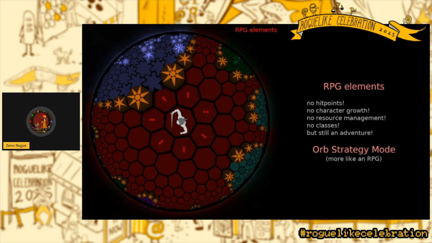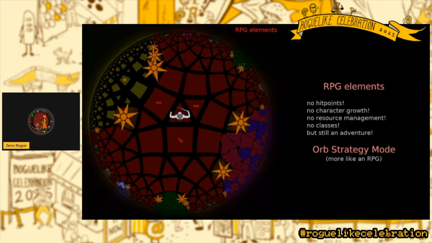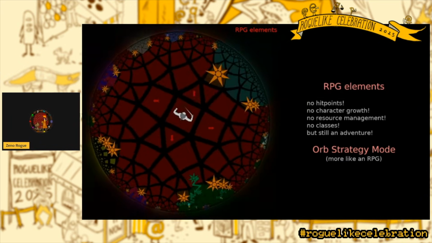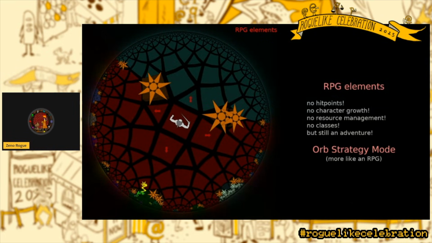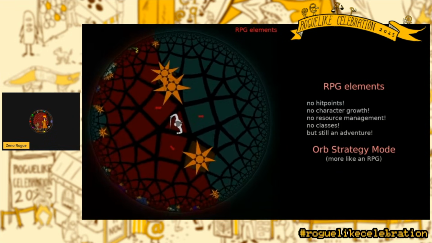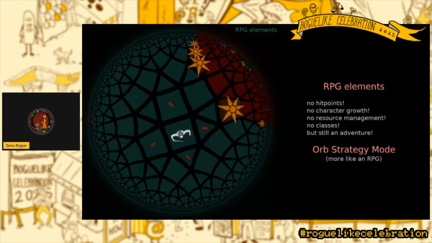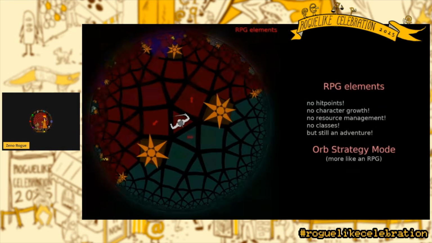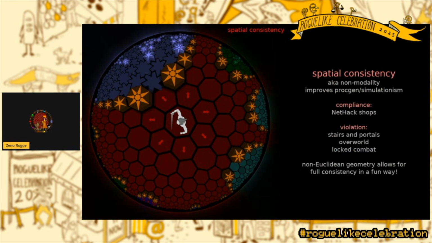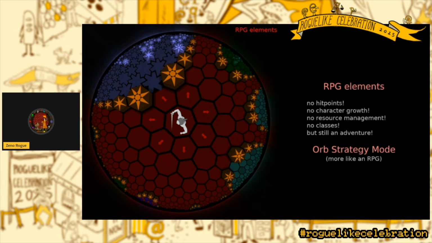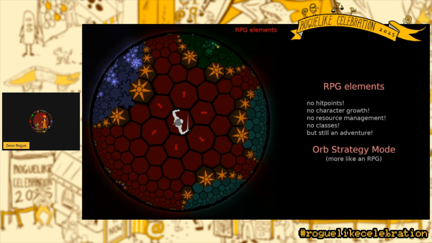There are no classes, but HyperRogue takes variety from having lots of special modes. For example, you can play this game on some different tiling, right? So here is, for example, a different tiling. The procedural generation in HyperRogue has been transformed to also work on many other tilings. Okay. There is also this orb strategy mode, which makes it more like a role-playing game. It is also a more typical roguelike in general.